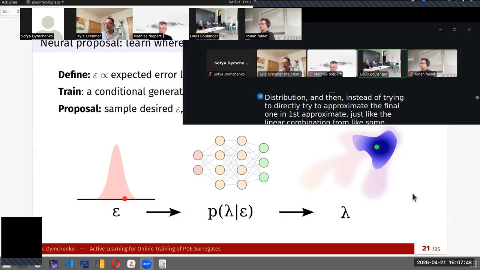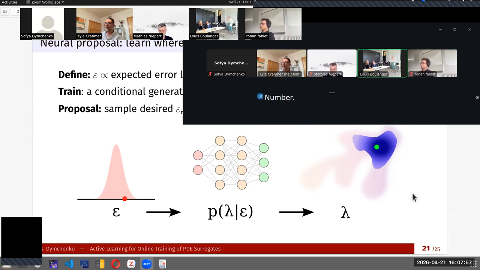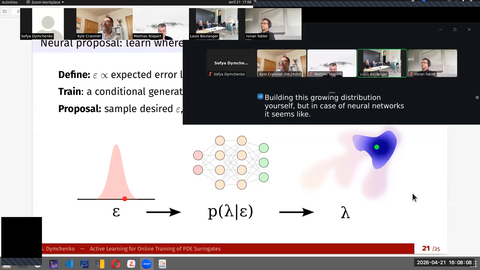And so it's kind of a growing system. But in this sense, you're building this growing distribution yourself. But in case of neural networks, it seems like there is maybe some kind of final state of uncertainty, which is the hardest one, and then it's kind of growing to it. Let's say there is some path to it, maybe it can be somehow seen from this area.